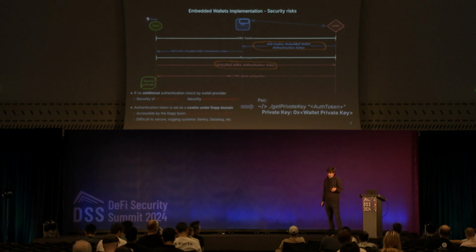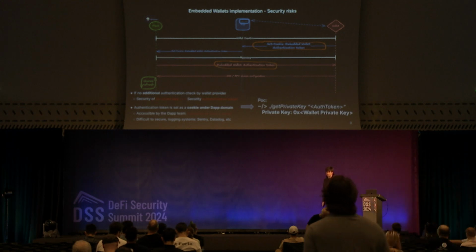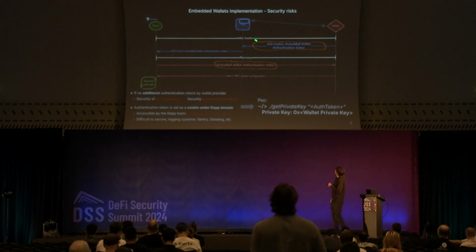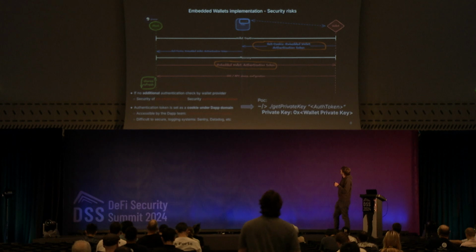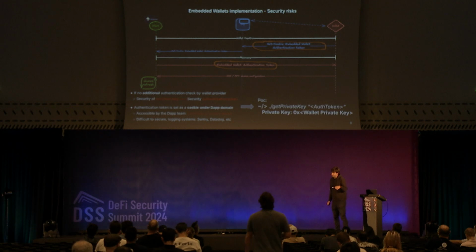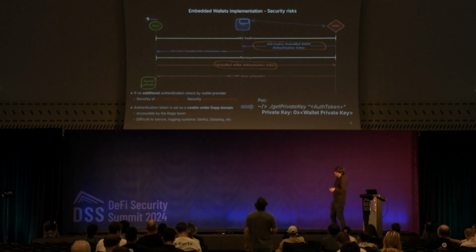So putting all of that together, I was able to write a simple script that takes as input the authentication token that you get whenever you authenticate to the decentralized application. You just pass that to this script. This script is going to make a few API calls to the wallet provider, and then it's going to recover your private key.